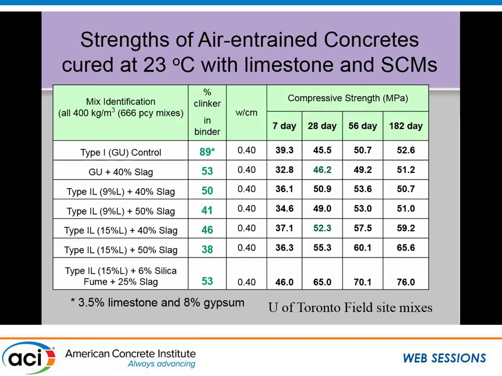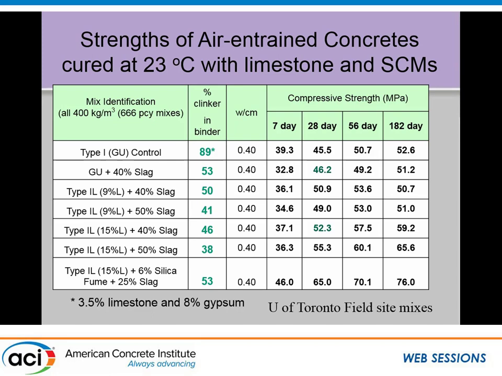And again, they work well with SCMs. Now, just as an example, we just did some mixes. These are 0.40 water cement ratio mixes. So a typical type 1 mix with no SCMs has about 89% clinker in the binder. And you can see the strength development curve from 7 days to 6 months. And if we put 40% slag in, I highlighted there at 28 days, 46.2 MPa. And if we go down to the 1L cement with 15% limestone and 40% slag, we've got 52 MPa at 28 days. And we've got 5 MPa higher, about 1,000 PSI higher, at even 7 days.